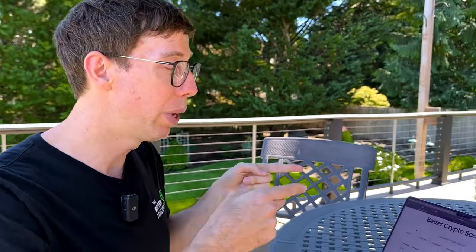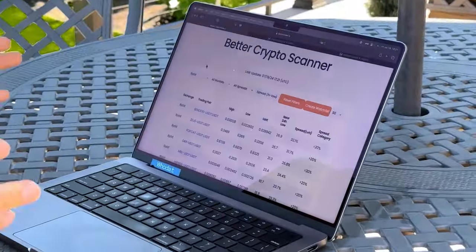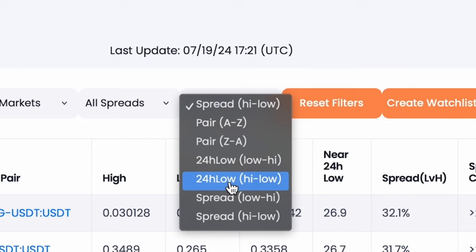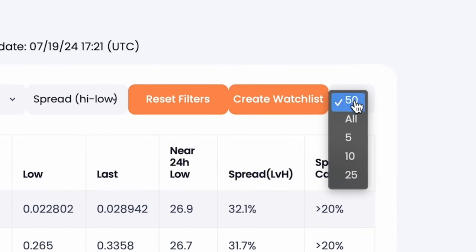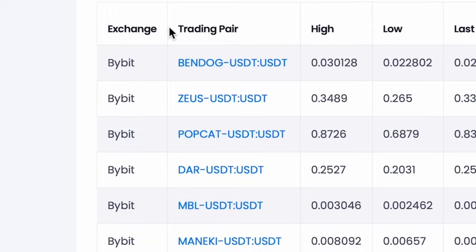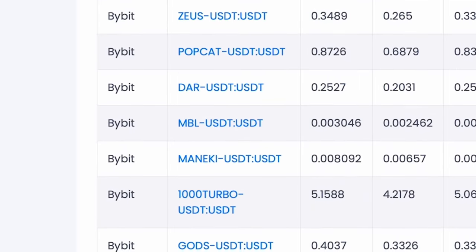So now we can actually figure out which charts are pumping. And I want to say this too, that you'd be surprised, the price will be different on Bybit compared to OKX futures, compared to Binance futures, compared to KuCoin futures. So now I can come over here to the scanner, I can do the same thing. I want to sort by spread high versus low, and I just want to look at the top 10 biggest movers for the day. It's Bendog, then Zeus, Popcat, Dar, MBL, Maneki, Turbo.